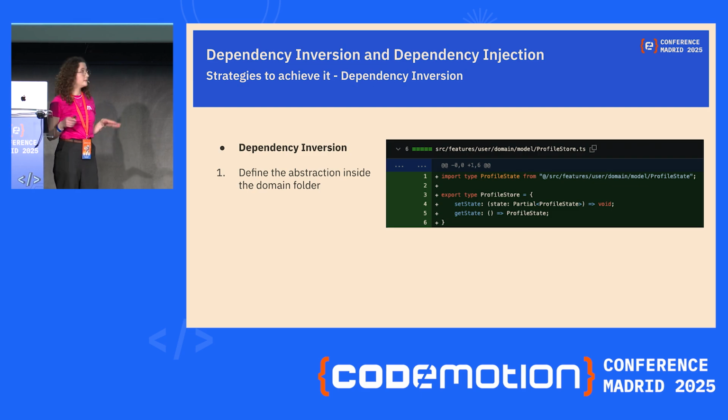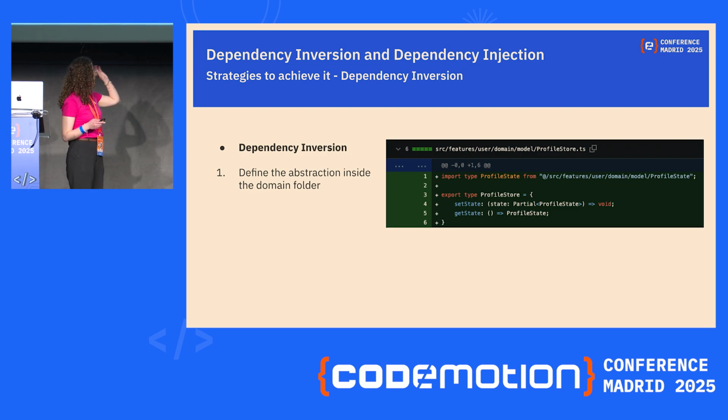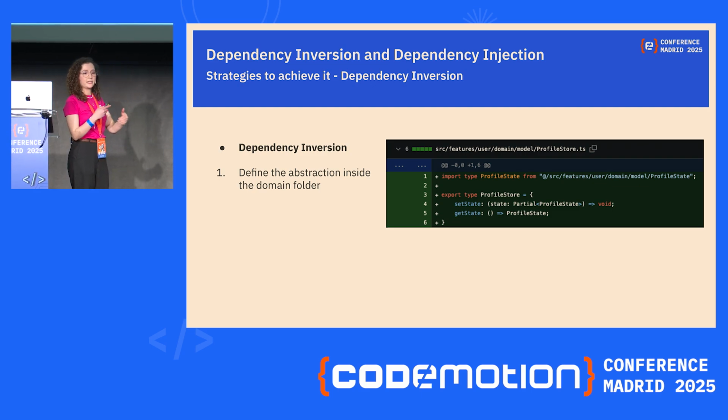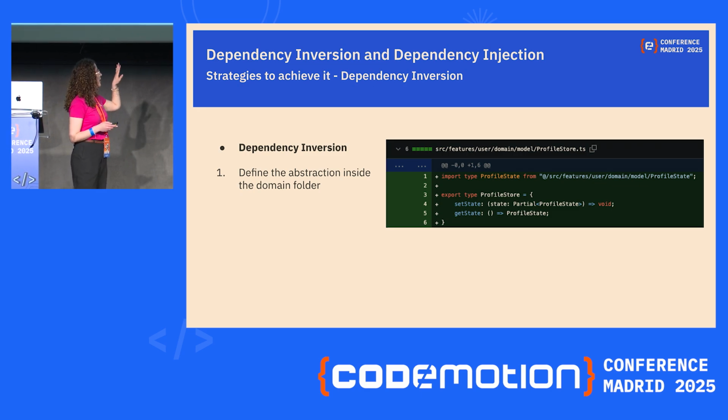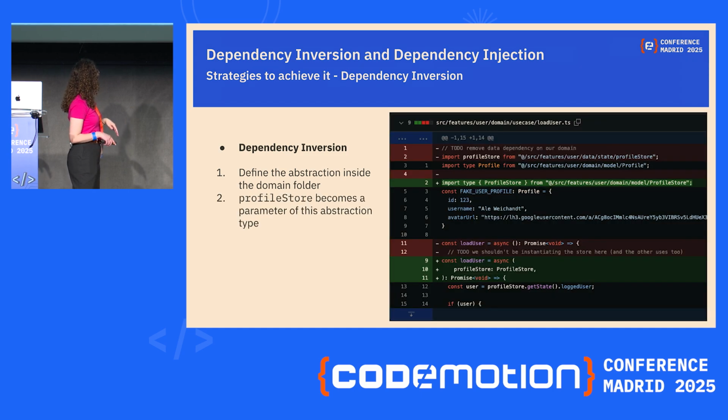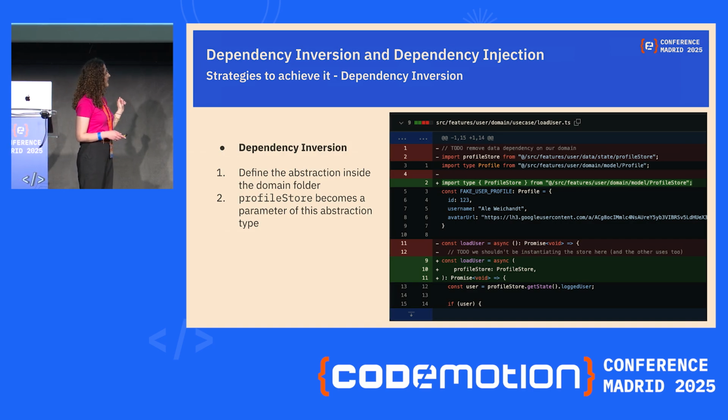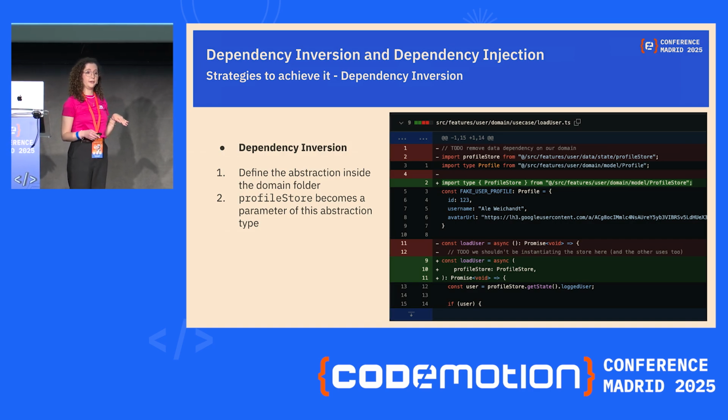And that would be the profile store we defined here. I highlight the diffs so that you can basically see what changes between one step and the next. So basically, we create our interface as generic as we can, right? And then, instead of accessing directly, we're just going to import this abstraction that we defined. But what's important here, if we look at the diff, is that now profile store is not being accessed directly, it's being passed as a parameter of this type.